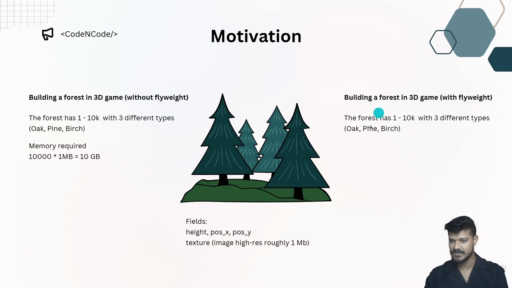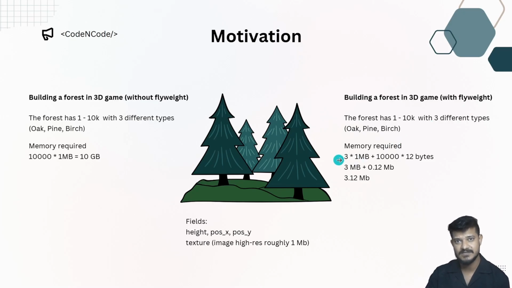So again, the same situation, but this time with the flyweight pattern. You will need three images for three different types of trees. Each image is 1 MB, so 3 times 1 MB, 1.